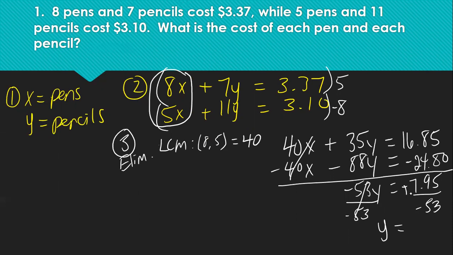A negative divided by a negative is a positive. You have to regroup 80 minus 85. Like if you have 80 cents, you wouldn't have enough to take away 85. So you would have to break your dollar down. So it'd be $7.95.